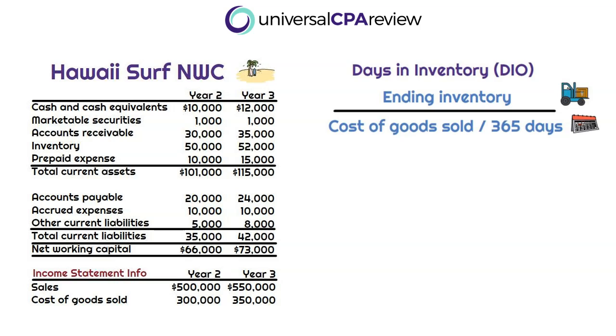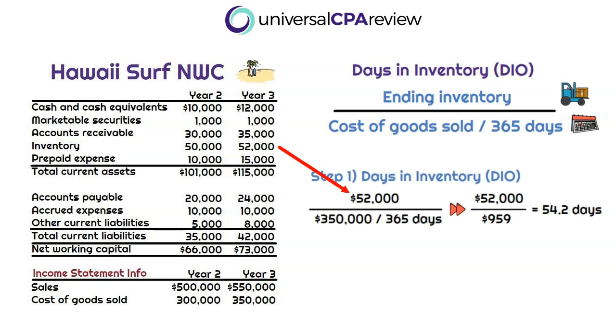So looking at our example for Hawaii Surf, if we wanted to calculate days in inventory for year 3, well, we would take the $52,000 of ending inventory on the numerator, and then on the denominator, we would take $350,000 of cost of goods sold, divide by 365 days, and that is daily cost of goods sold of $959. Right, so if that's our daily average and we have $52,000 worth of inventory on our balance sheet at the end of the year, that means our days in inventory is 54.2 days.